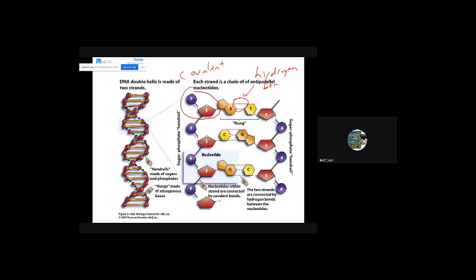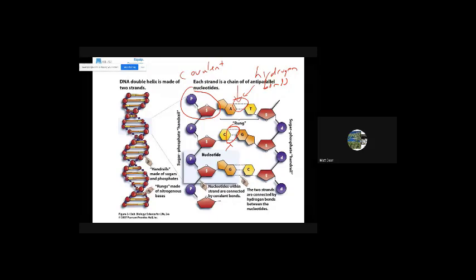Compared to a covalent bond, a hydrogen bond is very, very weak, very, very easy to break. Notice that cytosine and guanine are also held together by hydrogen bonds, but they're held together by 3 of them instead of 2. It's a little bit harder to break these 2 apart than it is these 2.